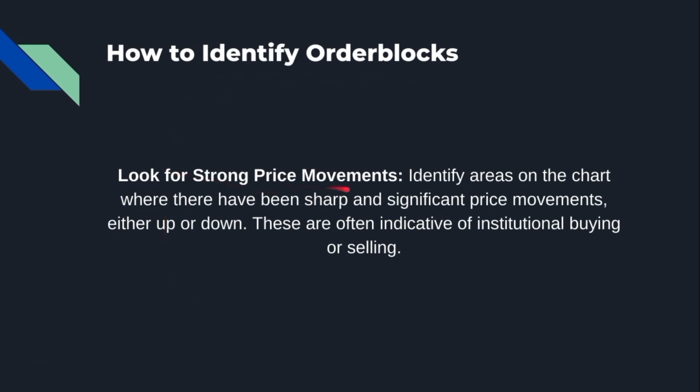So how to identify order blocks? Look for strong price movements. First of all, you want to identify areas on the chart where there has been a sharp and significant price movement. Like I said, look for price runs, either up or down. They are often indicative of institutional buying or selling. The majority of the time there will be indications such as wicks. You can get candlestick wicks, which will tell you that price is going to push down or it's going to push up, right?